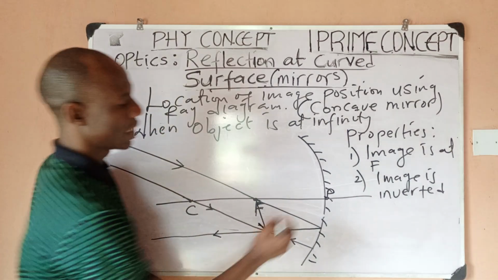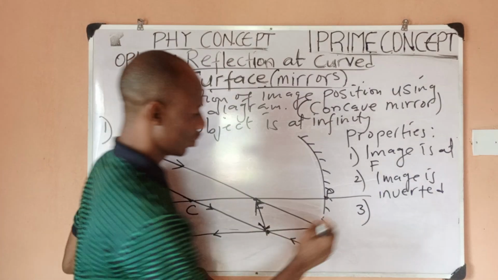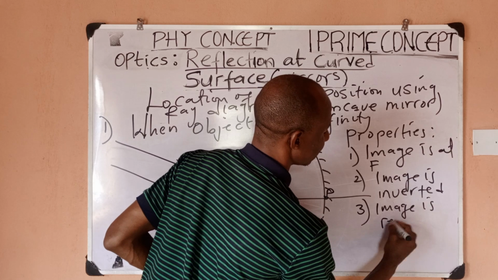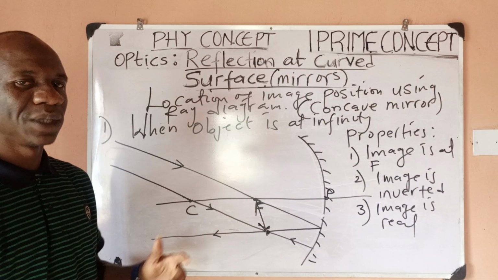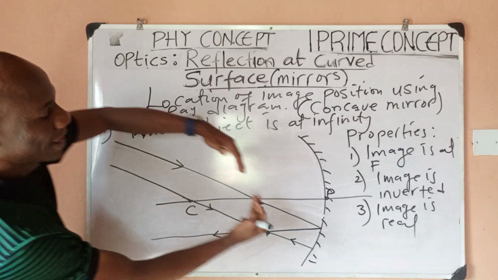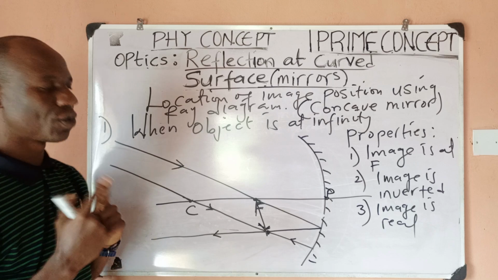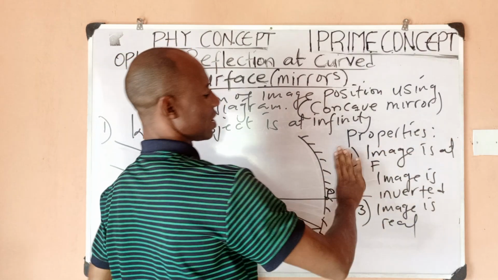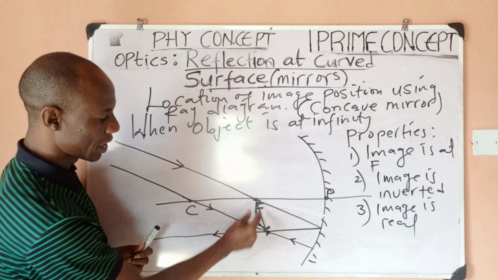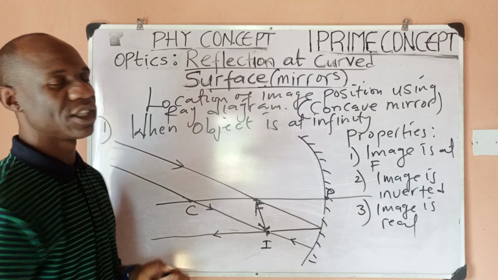Now, number three thing you should know is that the image is real. Why is the image real? Very simple. Anytime you have images formed on this side of your mirror, that is in front of your mirror, it simply means that that image is real. But if the image is formed at this side, which is the back of your mirror, it simply means that the image is what? Virtual. So in this case, our image is here. This is our image, which is formed in front of the mirror. So the image is what?